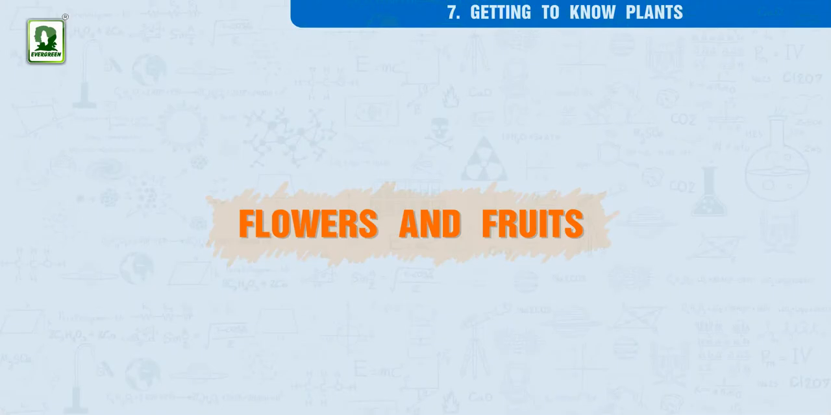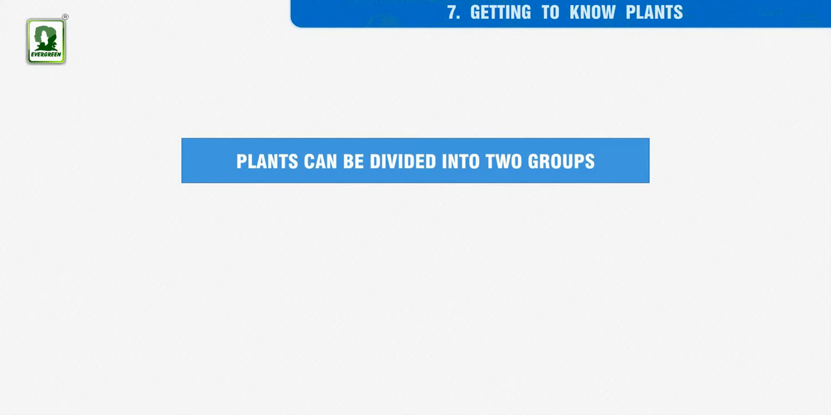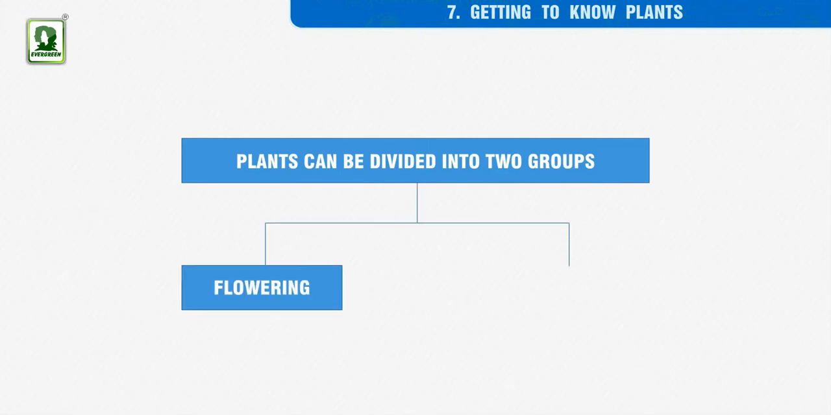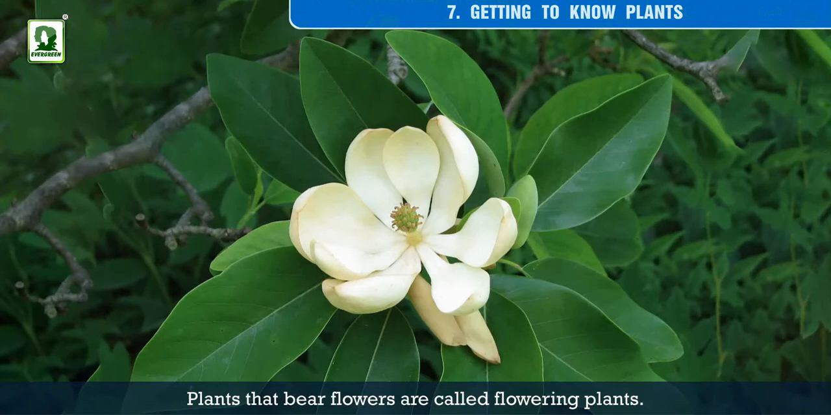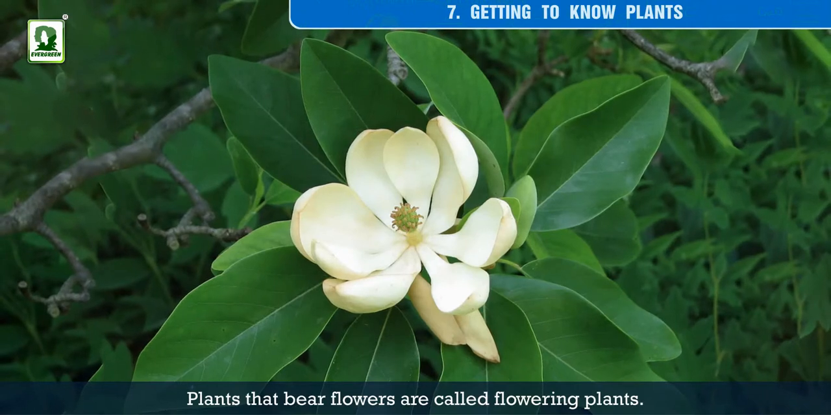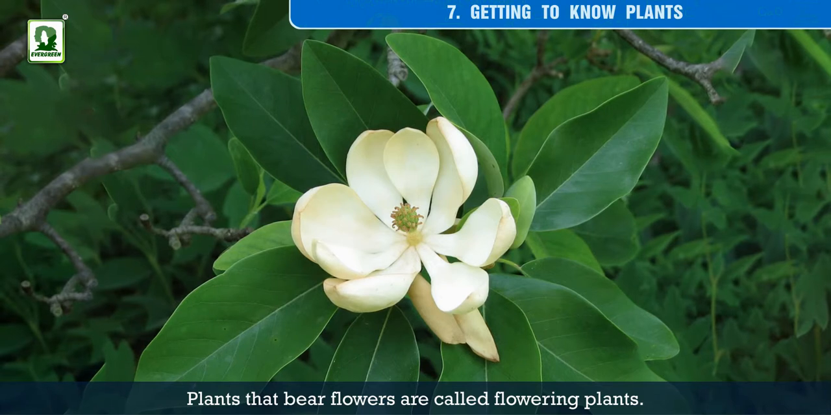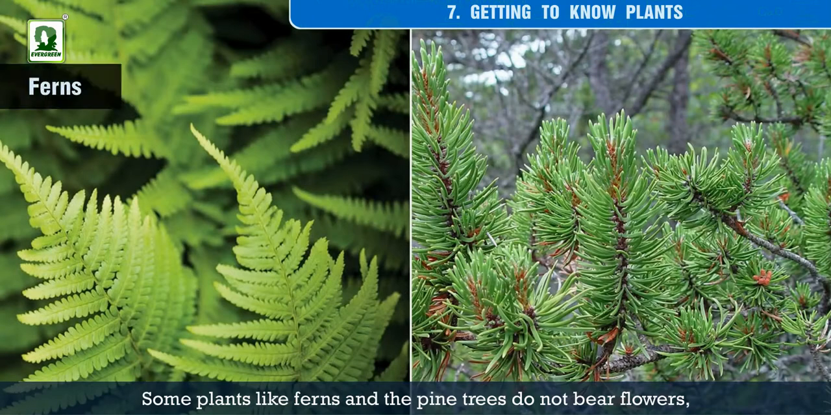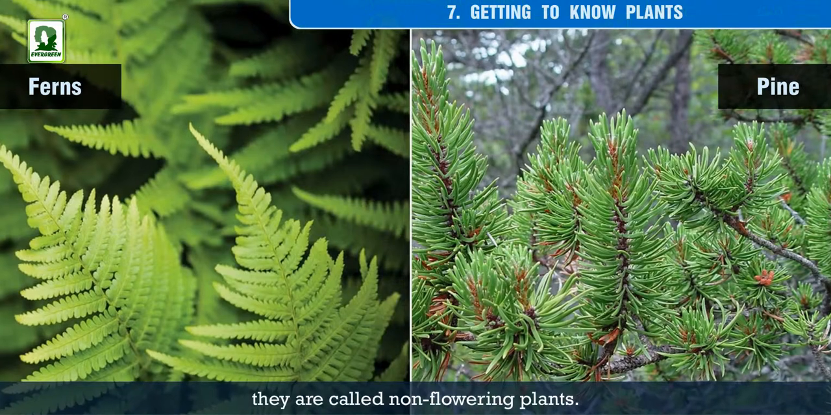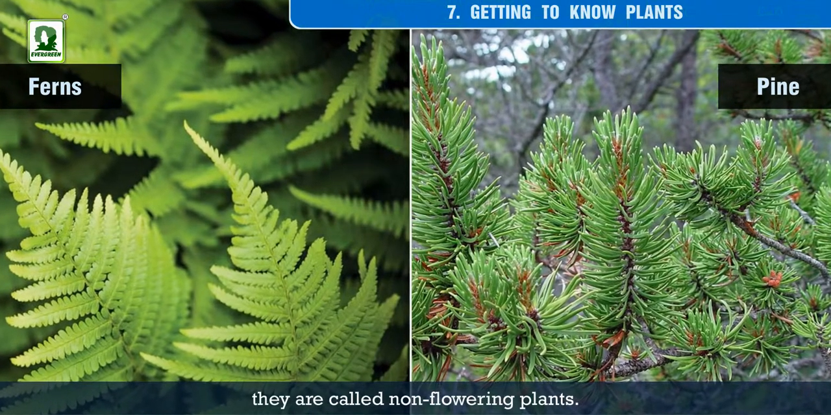Flowers and fruits. We know that plants can be divided into two groups: flowering and non-flowering plants. Plants that bear flowers are called flowering plants. Some plants like ferns and the pine trees do not bear flowers. They are called non-flowering plants.